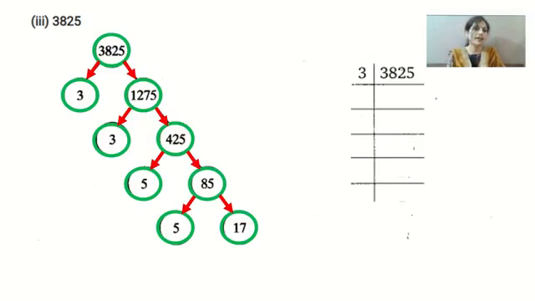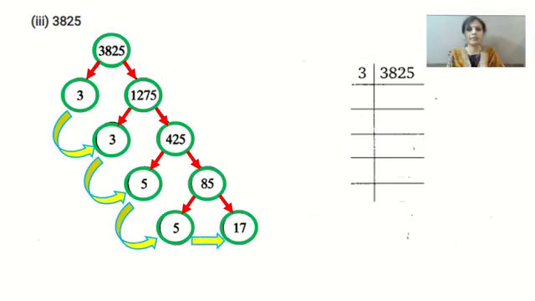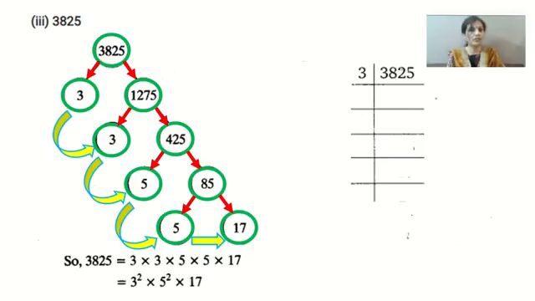So let's find out what the factors of 3825 are. We'll collect all our prime factors, that is 3 into 3 into 5 into 5 into 17. So we'll write 3825 is equal to 3 into 3 into 5 into 5 into 17, and as I said, we can also write it like this: 3 square into 5 square into 17.